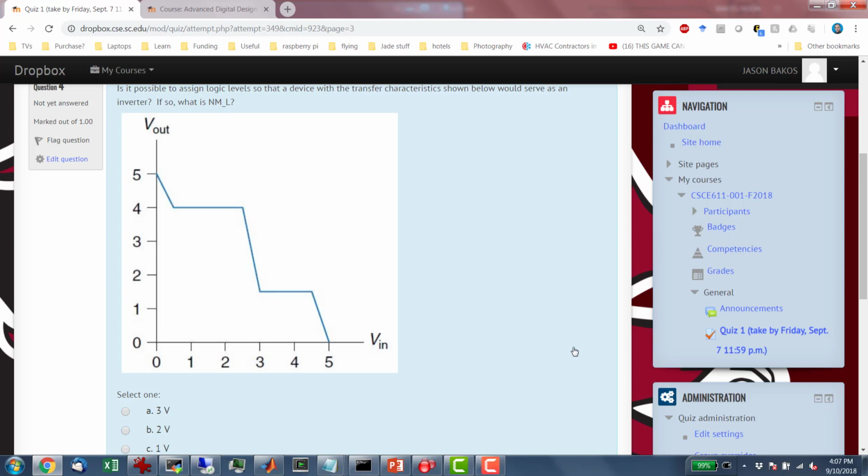So I think the methodology is you have to find input high, input low, output high, output low, right? You need to find those 4 values, and then you can find the noise margin. Actually, in this case, you only needed to find input low and output low. So what's an output low? In this case, you look at the vertical axis, that's 1.5. Input low is 2.5, you look at the horizontal axis. Does that make sense?